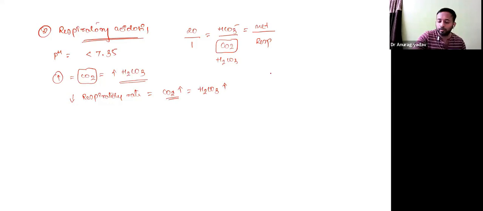So what happens to the ratio? It was 20/1. Now it is becoming 20 divided by 2. Now what is happening to the ratio? Ratio is reducing because 20/2 is 10/1. Now, this is the primary defect. The primary defect is the person is having stagnation or accumulation of the carbon dioxide, which is nothing but carbonic acid excess, and it is leading to acidosis.